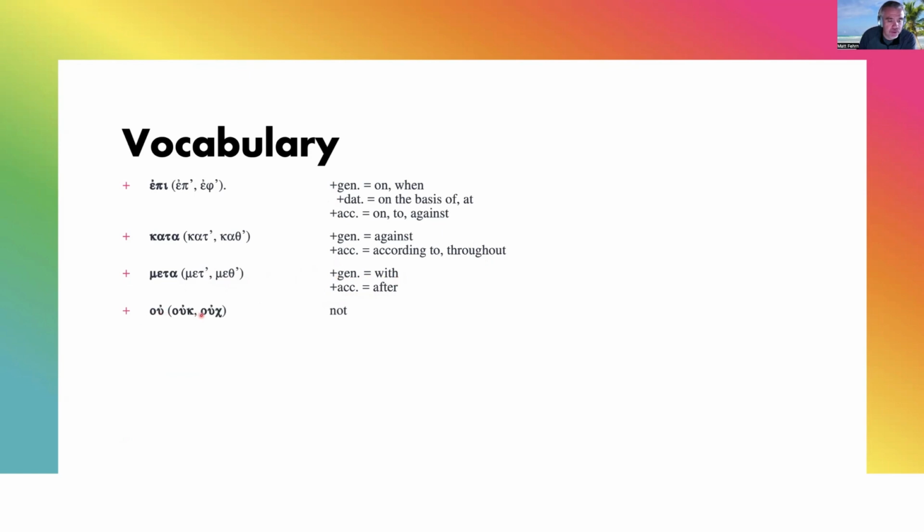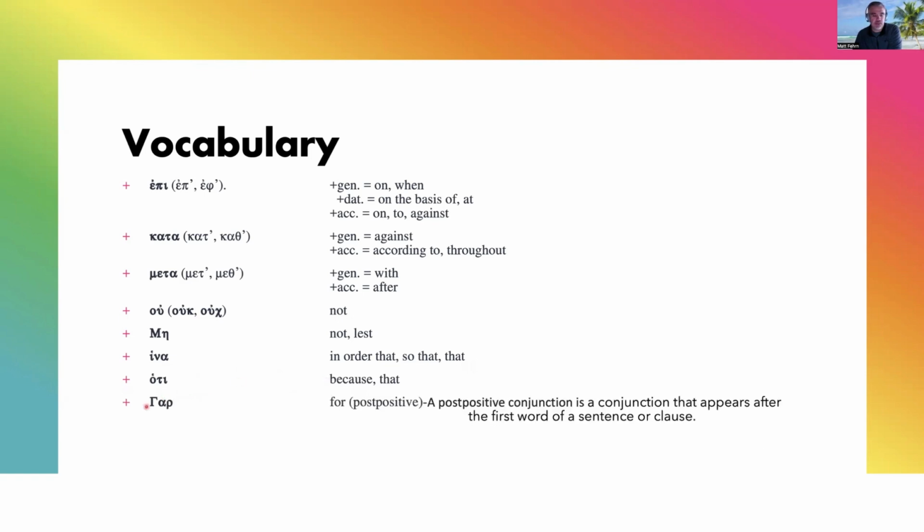Ou, ouk, ouch simply means not. Me means not or lest. Hina means in order that, so that, that. Hoti means because or that. Gar, you'll see this a whole bunch. That means for. It's post-positive.